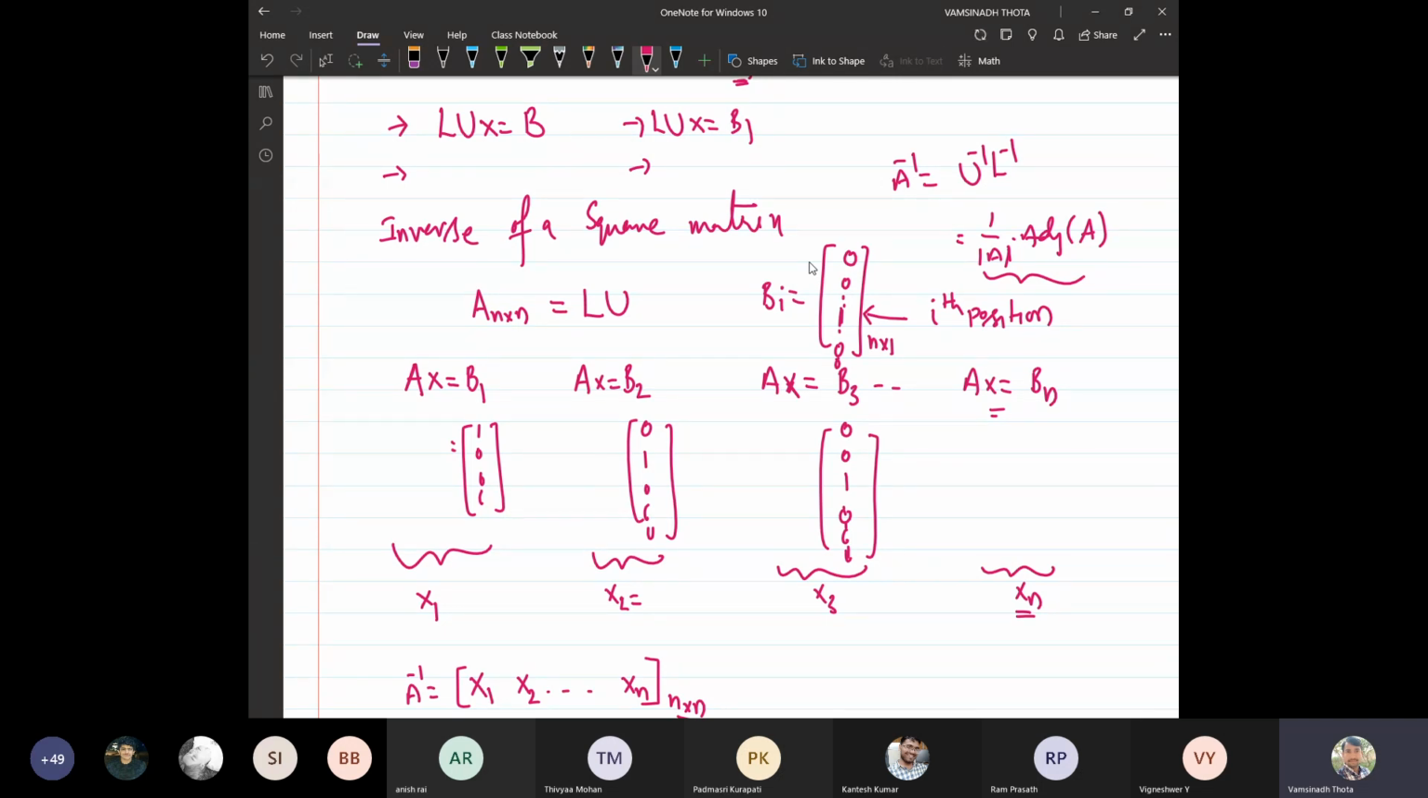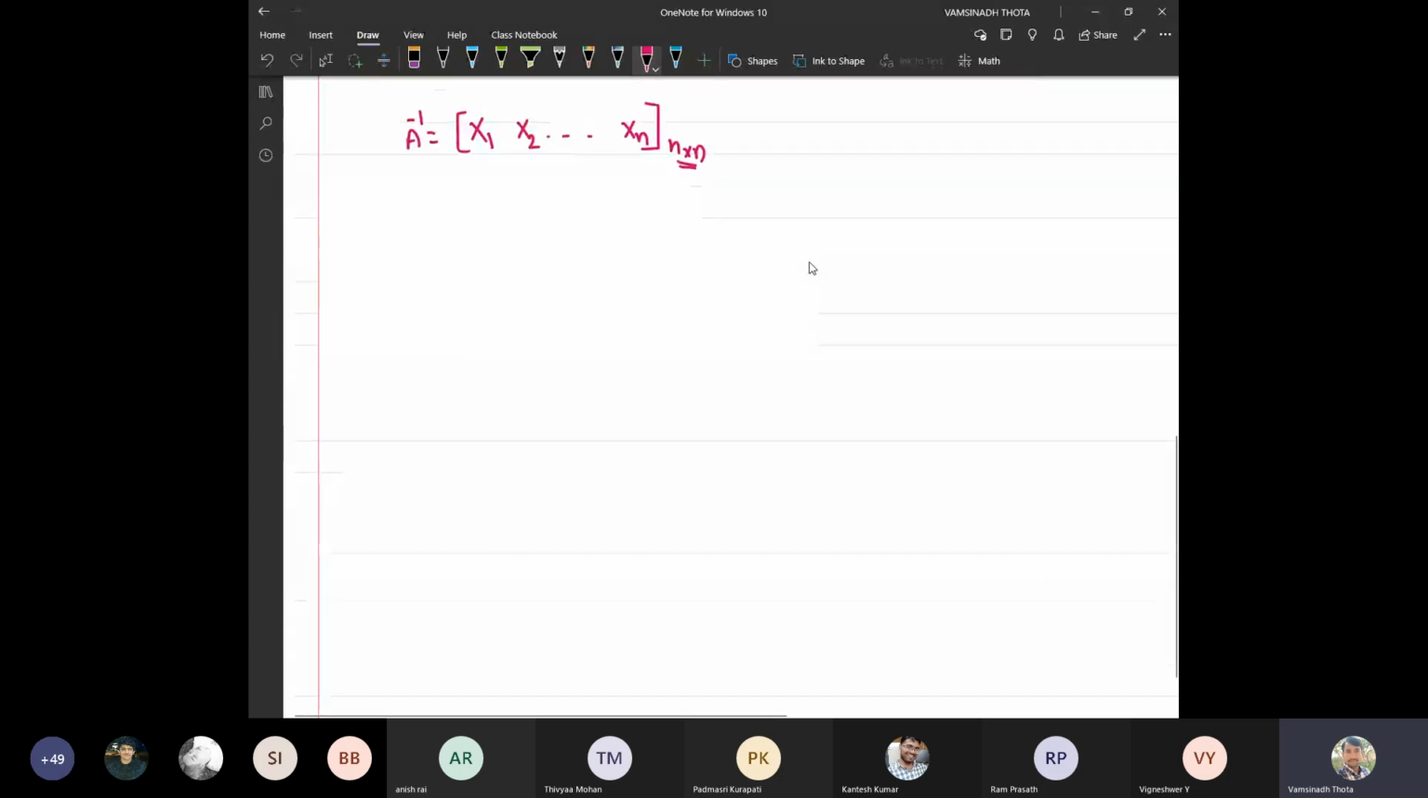So for finding the inverse of a matrix, LU decomposition is a standard method. It is also one of the standard methods where once you have the LU decomposition, you can solve any system with the coefficient matrix as A. You can also find the inverse. So these two things are possible once you have the LU decomposition.